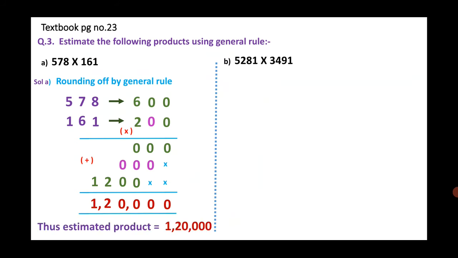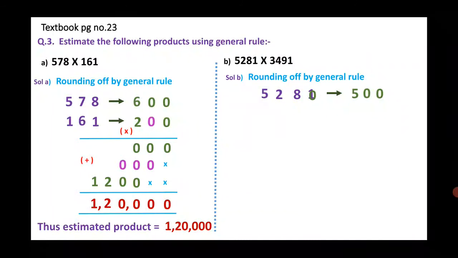Okay. Now the next question I have is 5281 into 3491. Okay, so again rounding off by the general rule. Here we need to round off to thousands. So in the thousands place, what do I have? 5, and to the right of 5 I have 2, and 2 is smaller than 5. So what I need to do, I will not add anything. I'll write 5 and all the rest of the numbers will turn to 0.